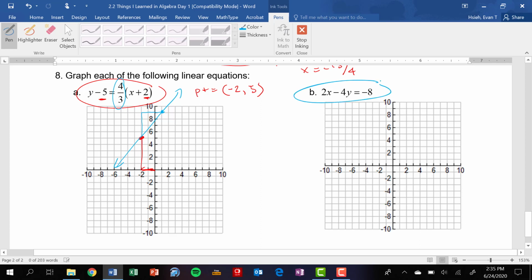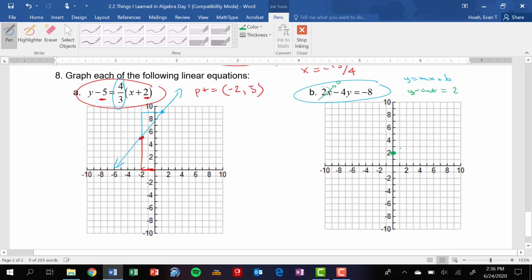And the last thing I want to graph is this one right here. I can go ahead and solve this for y if I wanted to, put it into y equals mx plus b form. But I'm going to try doing this a little bit differently. I'm going to go ahead and use the intercepts. So if I make my x equal 0, that's going to make this whole term here 0, and solve for y, that's going to give me my y-intercept. My y-intercept in this case is going to be equal to positive 2.